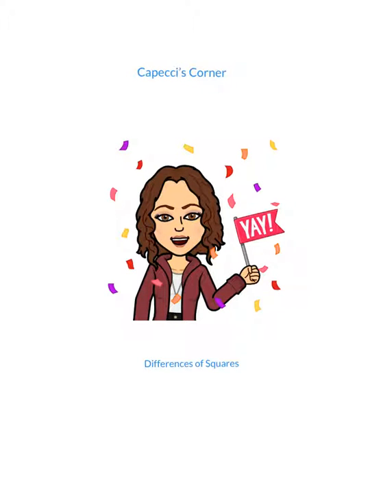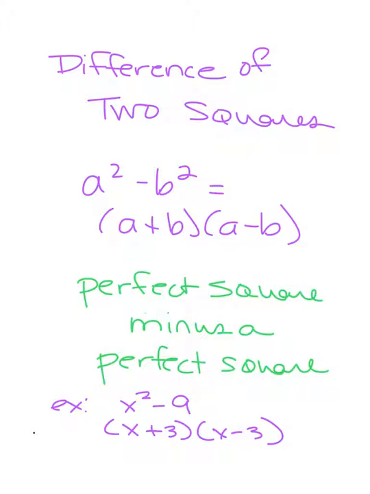Today in Campechi's Corner, we're going to talk about differences of squares. Difference of two squares is when we have a perfect square minus a perfect square. And so when we have that, we can factor that into a plus b times the quantity of a minus b. Now remember, when we're factoring, the opposite operation there is FOIL.